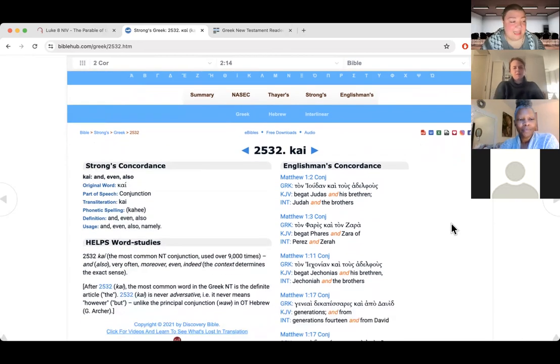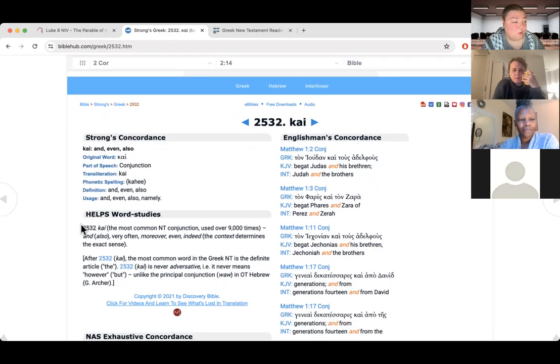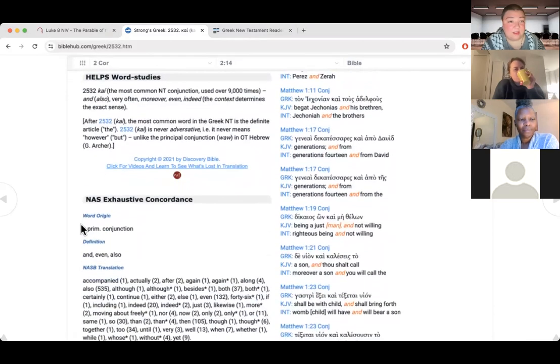Here we're given a little info summary about this word. Kai, right over here. Kai meaning and, even, also. You get the phonetic version, or the transliteration, that's the same thing. And sometimes we're also told that it means and, even, also, and, namely at the bottom. If you scroll down, you'll find other lexicons as well, Helps, NAS, and so on, and they may go deeper into detail.